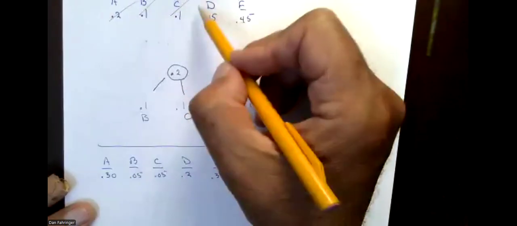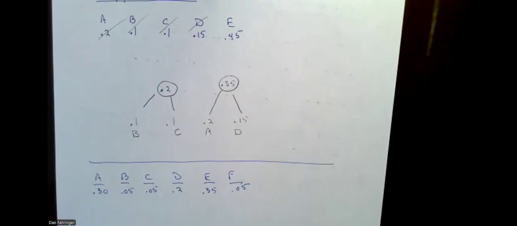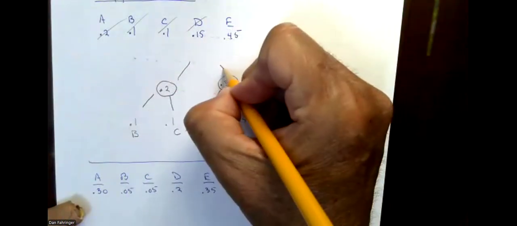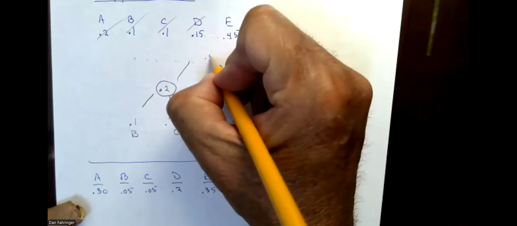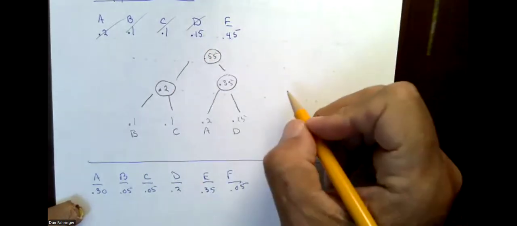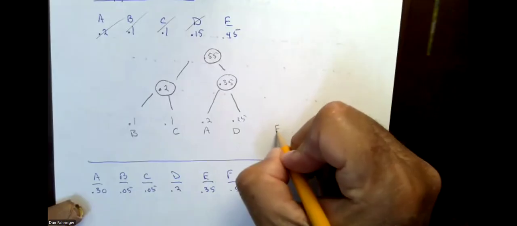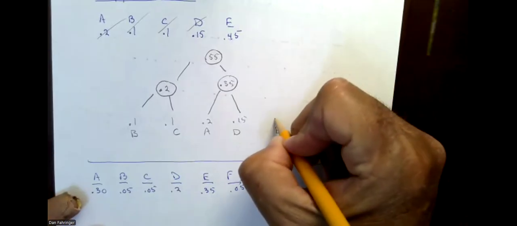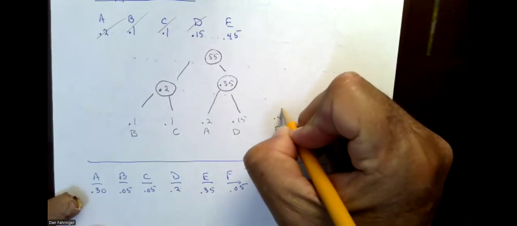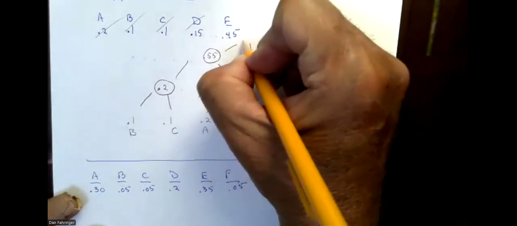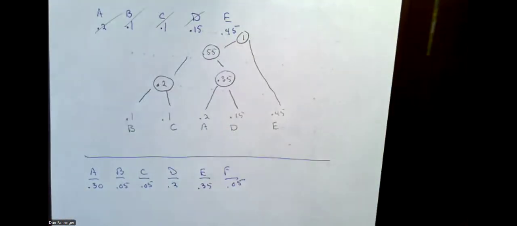Okay, I got rid of that, I got rid of that. Now I have 0.25, 0.35, and 0.45. Well, I said join the smallest two. That would be these two. That gives me a 0.55. Well, I'm left with my E, and that was a 0.45. So by way of Huffman codes, I'm now going to combine those and make that a 1.